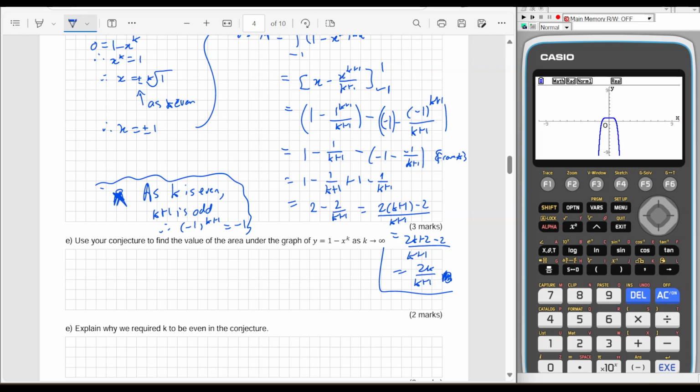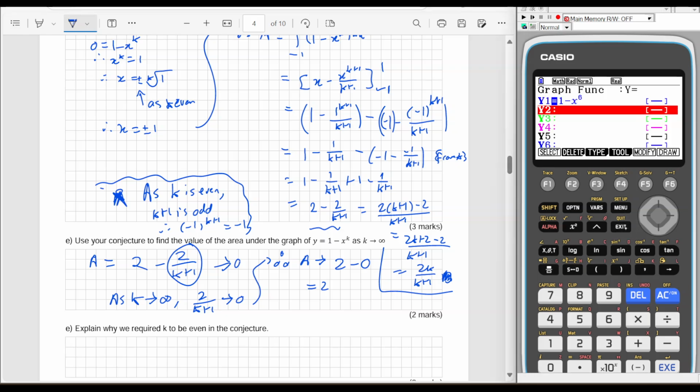So find the area as k goes to infinity. So it's a little bit weird, this one. It's hard to spot from the conjecture, but if we take it from this bit, so area is 2 take 2 over k plus 1. So as k goes to infinity, 2 over k plus 1 would go to 0. Therefore, the area would go to 2 take 0. So it's basically that bit is going to 0, which is 2.